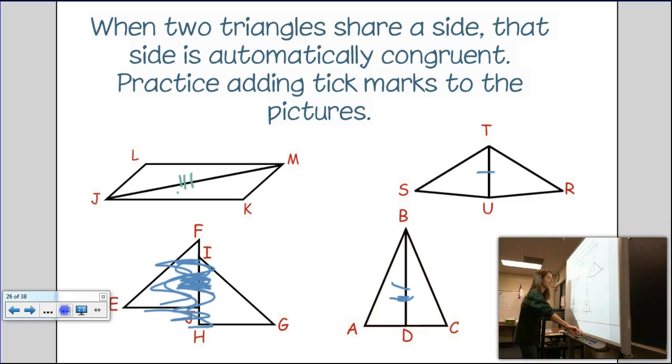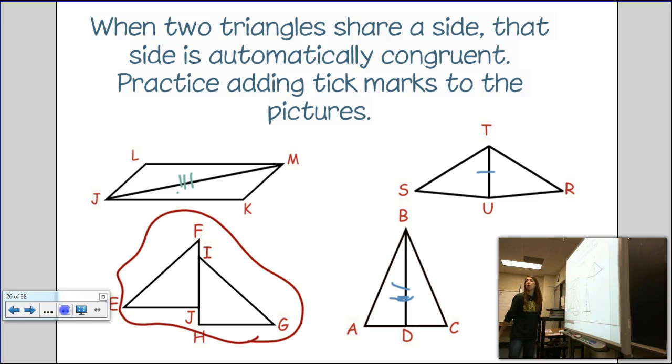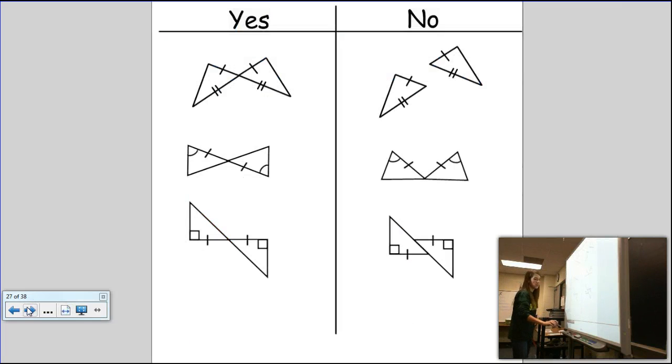Okay, so what Kendall meant was not possible. This one gets a tick mark. This one gets a tick mark. This one gets a tick mark. This one, they are not sharing. That's just called overlapping. Don't add a tick mark if they're just overlapping. It's only for shared sides. Okay? Why are the yeses yeses and why are the no's no's? Take a look.